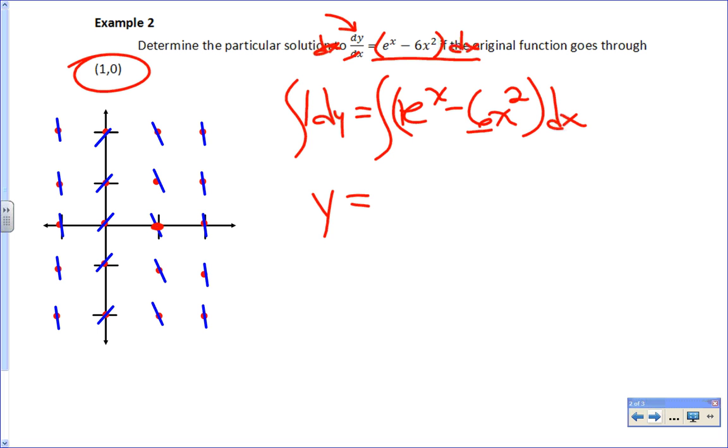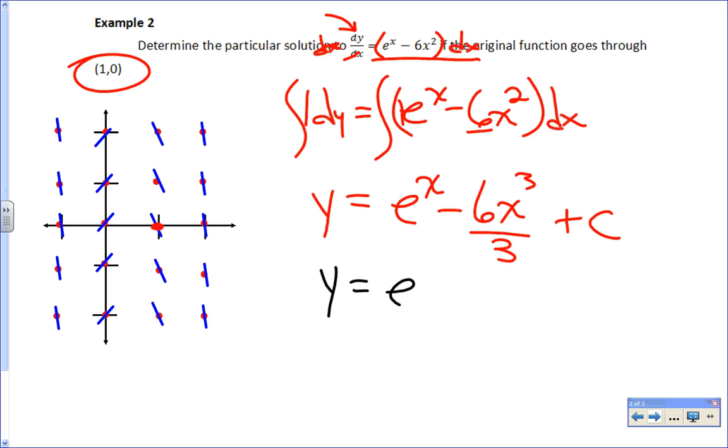And so we take the antiderivative of e to the x, which is quite simply e to the x. That's a good one. And then we take the antiderivative of this, which hopefully you're getting kind of good at these. So 6x to the third over 3, right? And we're still going to have to put plus a constant because it is still an indefinite antiderivative or integral. Okay, so if we clean this up a little bit, we get y equals e to the x. This does cancel. 3 goes in there once, twice. So minus 2x to the third plus some constant.